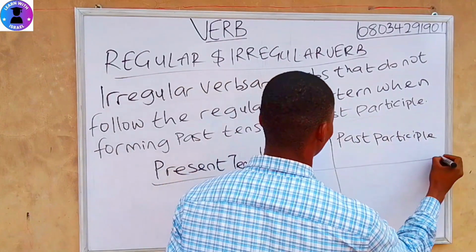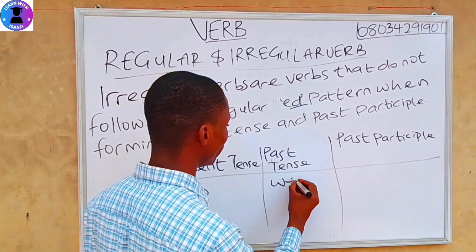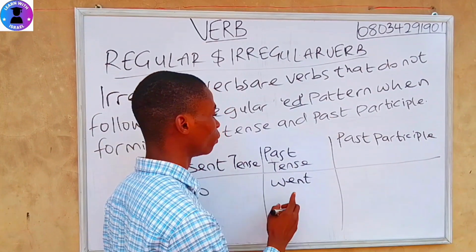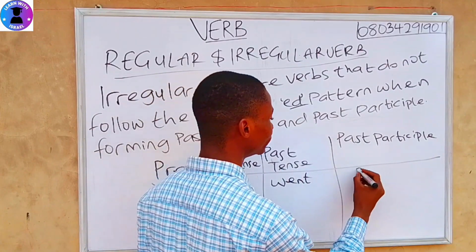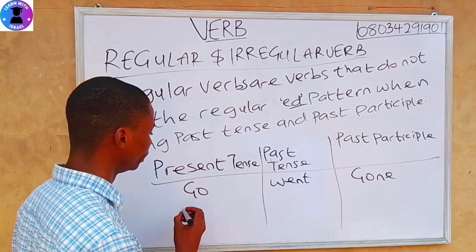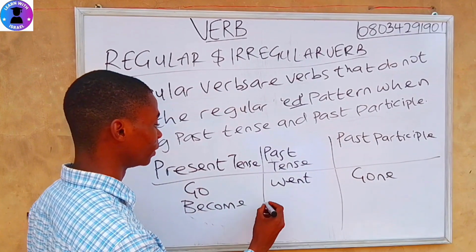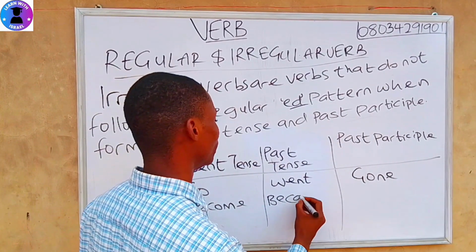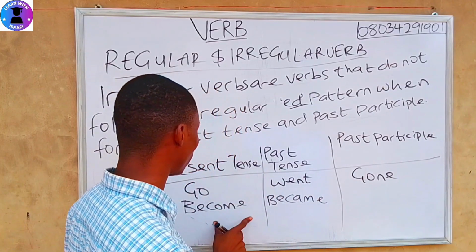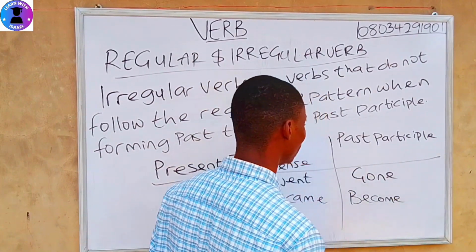So let's start now. Go is the present tense, which is also the base form. The past tense of go is went, and the past participle of go is gone. Another one, become. The past tense of become is became, while the past participle of become is also become.